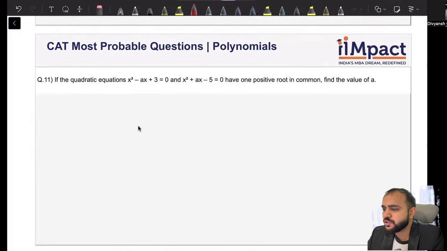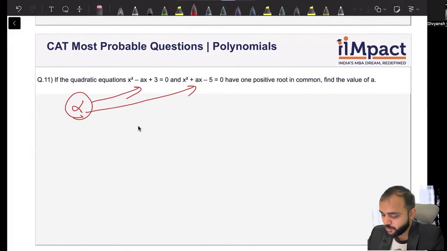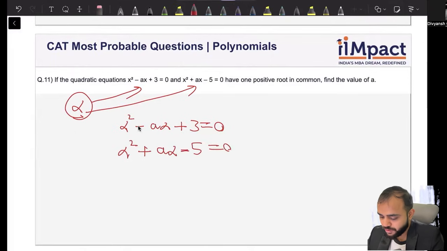So I have two quadratic equations here, and I'm being told that they have one positive root in common. So I have to find the value of a. Now, when you have a root in common, let's say alpha, then the standard trick in these questions is to put that alpha in the given equations. So I will get alpha square minus a alpha plus 3 is equal to 0, and alpha square plus a alpha minus 5 is equal to 0. If I add these two equations, I will get 2 alpha square minus 2 is equal to 0, or alpha square is equal to 1.